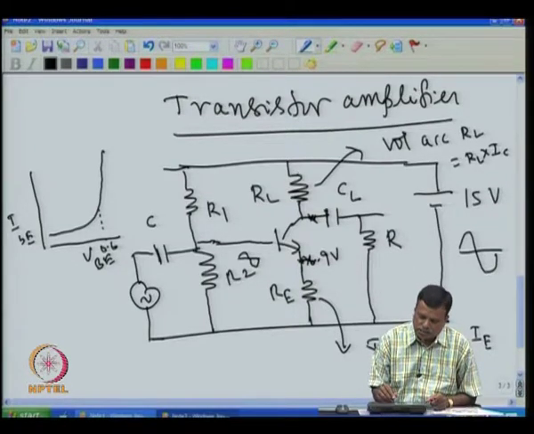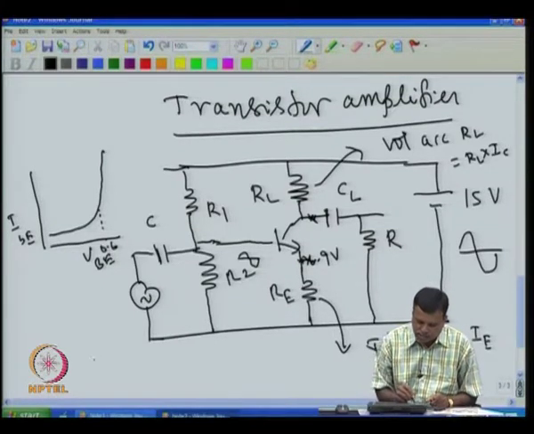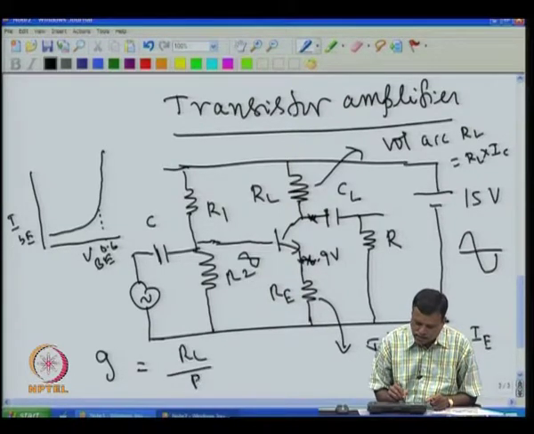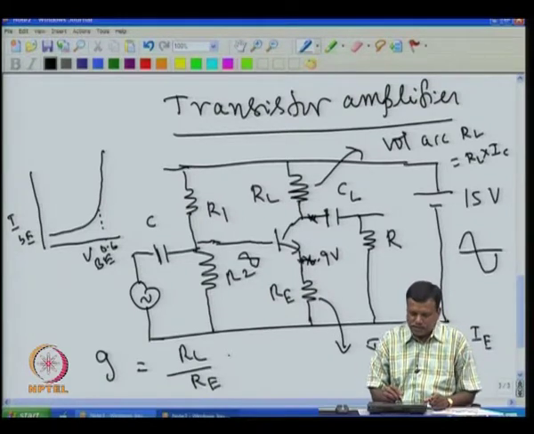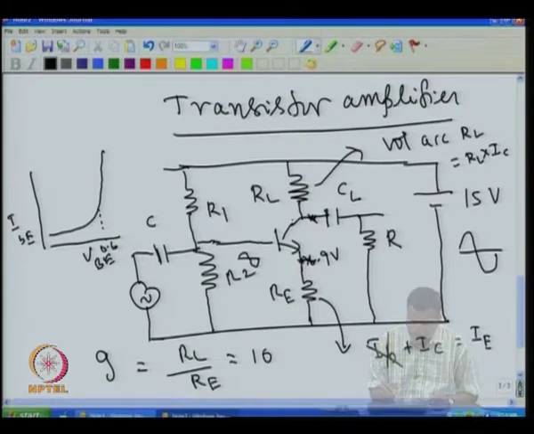So, the AC voltage will be more if the resistance is more, and less if the resistance is less. So, basically the gain is determined by the ratio between RL and RE. The gain of the circuit is actually given by RL by RE. So, if I need a gain of 10, for example, then I have to make sure this ratio is a factor of 10.